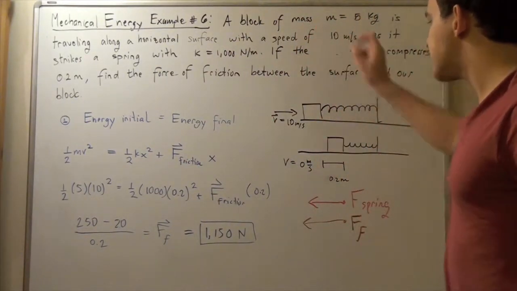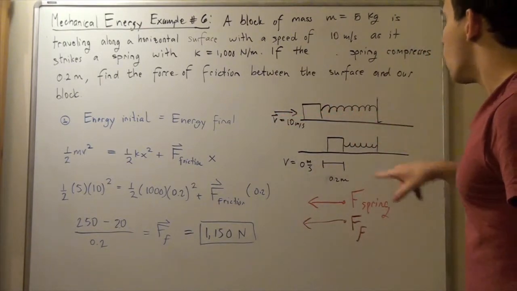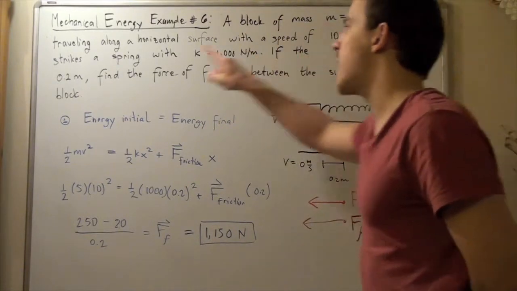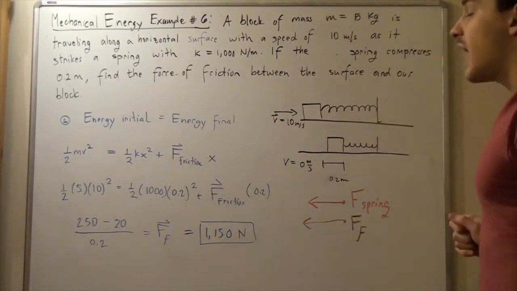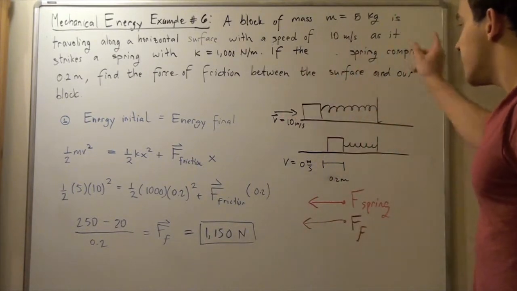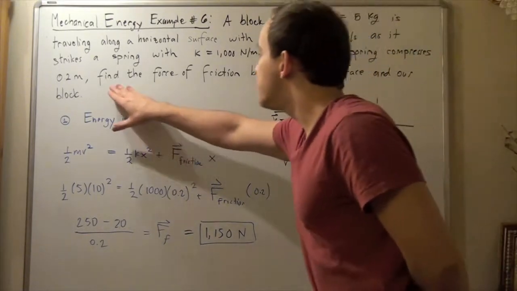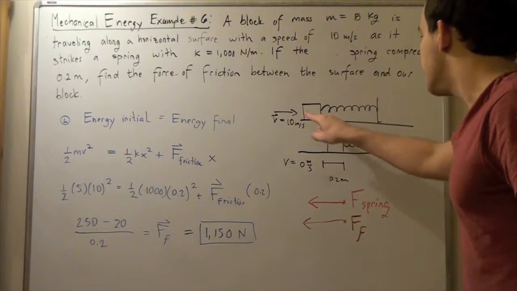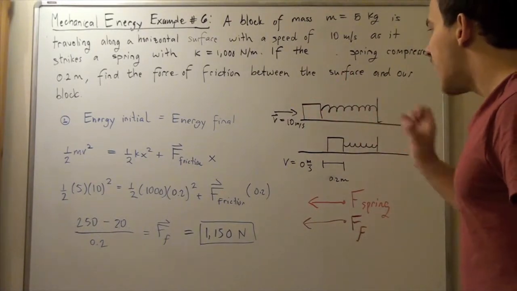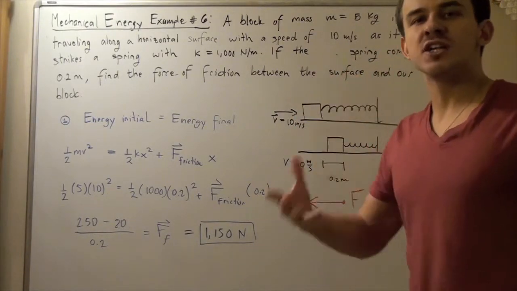Suppose a block of mass 5 kilograms is traveling along a horizontal surface with a speed of 10 meters per second, going this way, as it strikes a spring with a spring constant of 1,000 Newton per meter. Now, if the spring compresses a displacement of 0.2 meters, find the force of friction between the surface and the object. So, we can solve this in two ways.